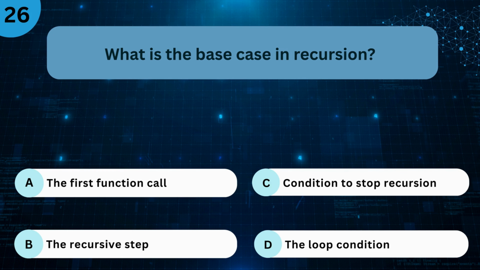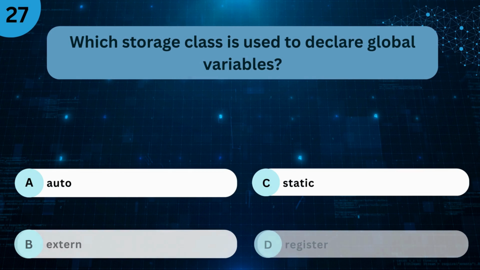A. The first function call. B. The recursive step. C. Condition to stop recursion. D. The loop condition. The right answer is C. Condition to stop recursion. Which storage class is used to declare global variables?